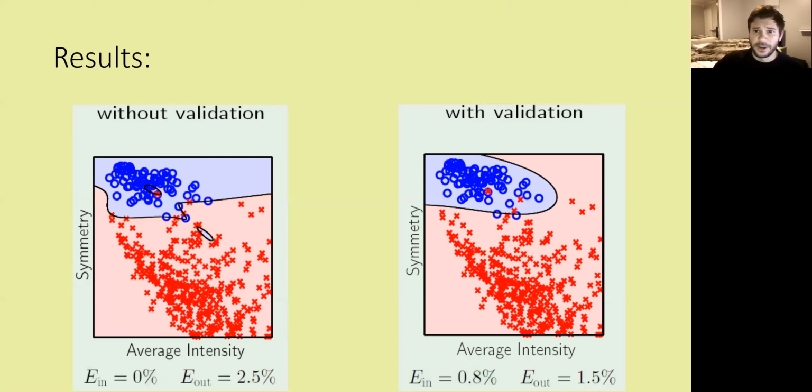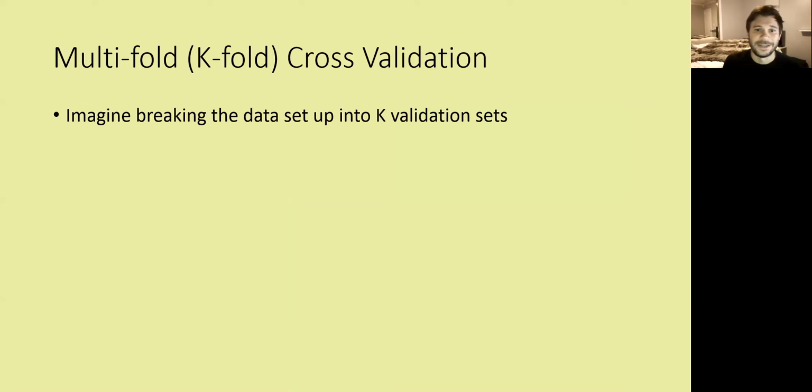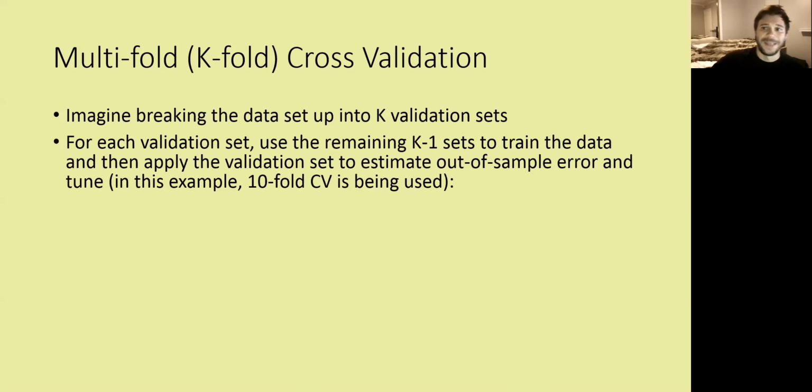I want to wrap up by talking about this idea of multifold cross-validation. And we've already seen the most extreme case of this. The jackknife, the leave-one-out estimator, is the most extreme case of multifold cross-validation where we've divided the data up so much, right? It's really fine. We're using one point as a holdout point, as a validation set. So this is not as extreme a case, but imagine breaking the data set up into K validation sets. For each validation set, we use the remaining K-1 sets to train, and then we measure our validation error on that one holdout validation set.